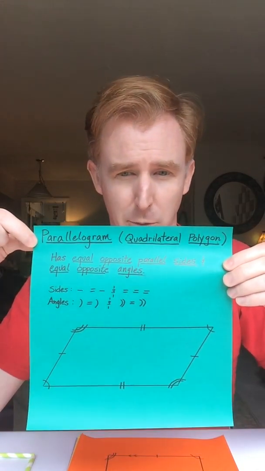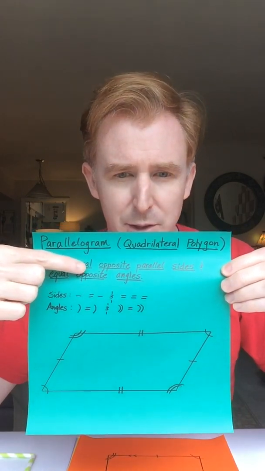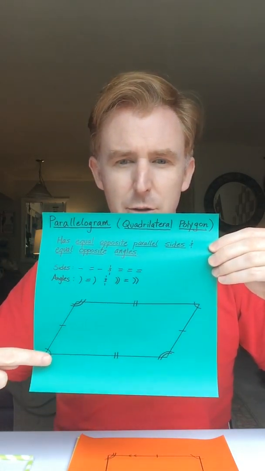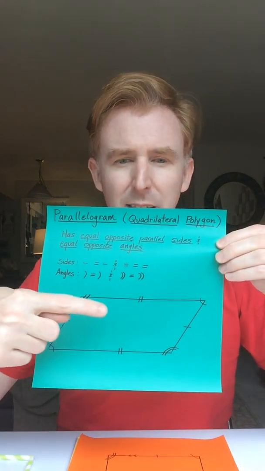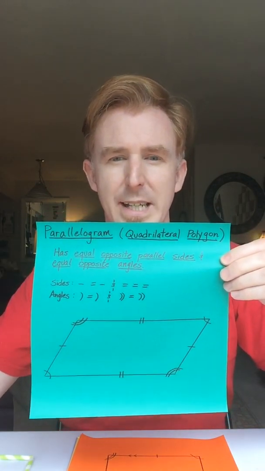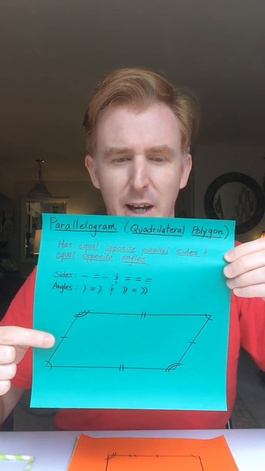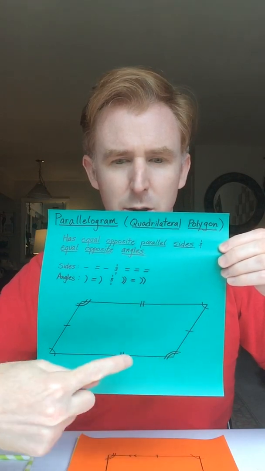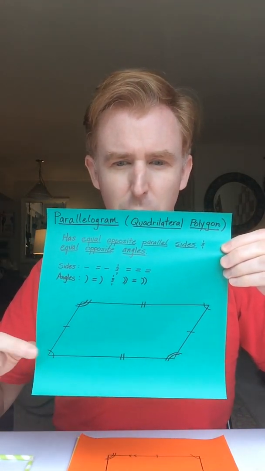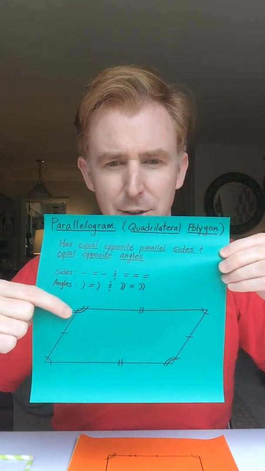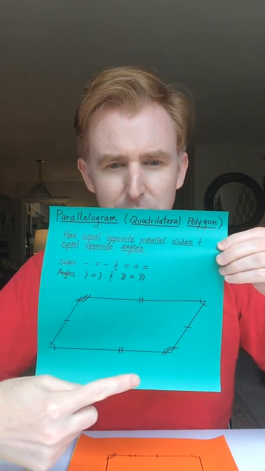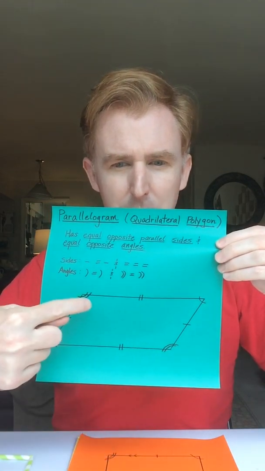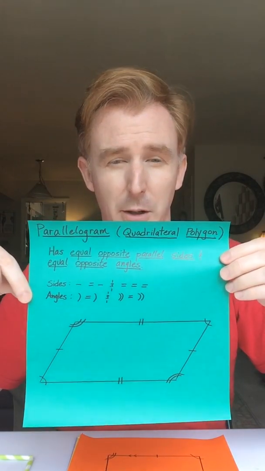Now, to be a parallelogram, it has to have equal, opposite, parallel sides and equal, opposite angles. So this is a picture of a parallelogram on the bottom. The lines denote the equality of each side or angle. The single dash shows this side is equal to this side, whereas the double dash shows this side is equal to this side. Now with the angles, the single curve is equal to the opposite angle on the other side. The double curve angle on this side is equal to the double curve angle on that side. Equal opposite sides and equal opposite angles is what a parallelogram is.